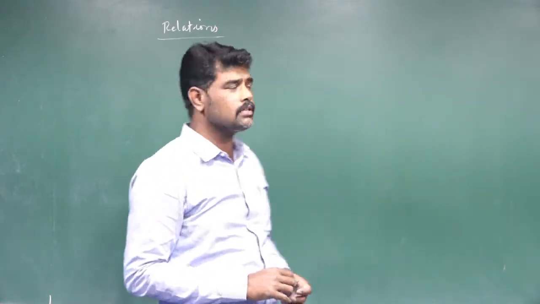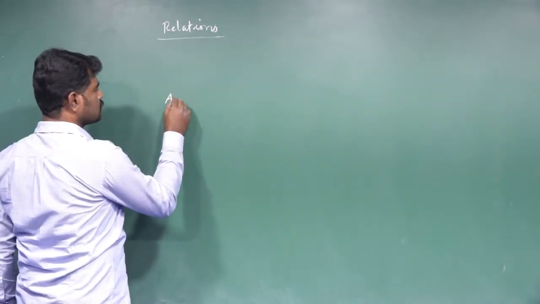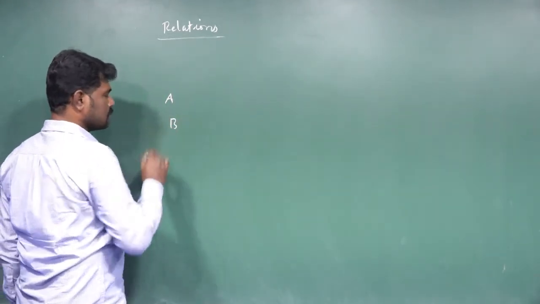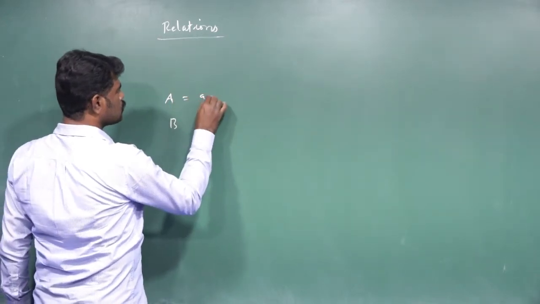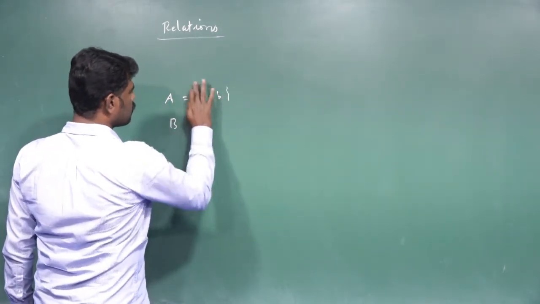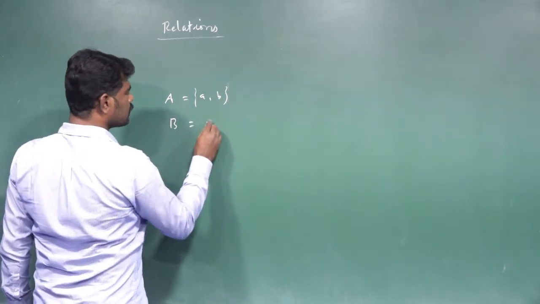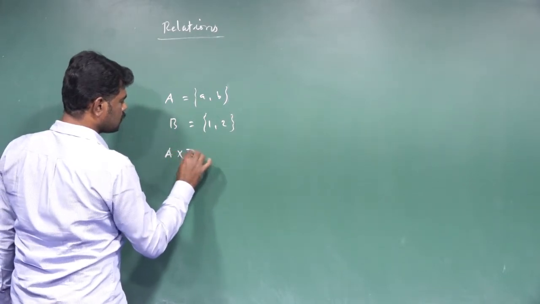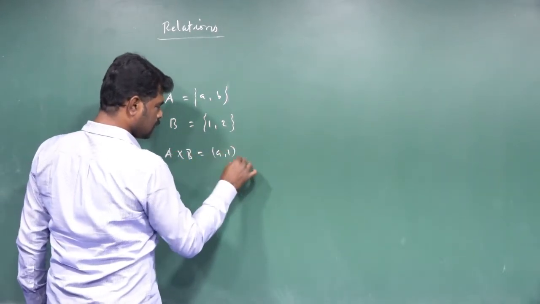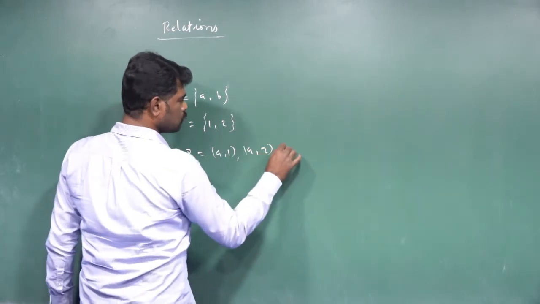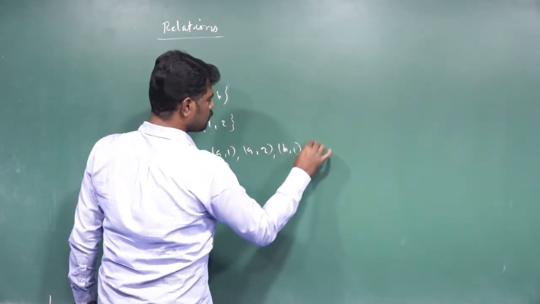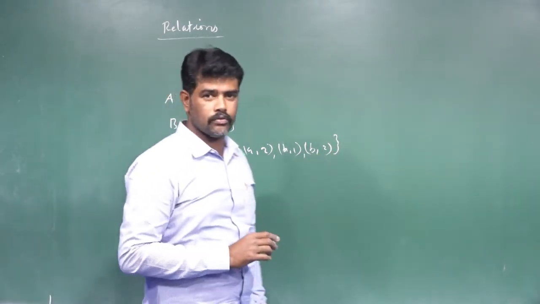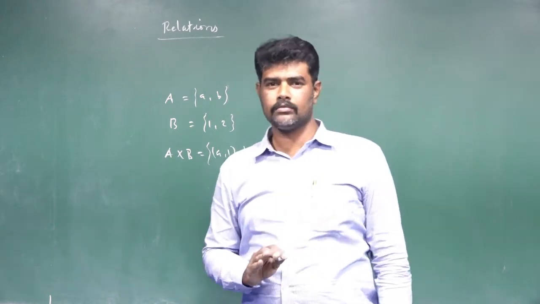Cartesian product means A is a non-empty set and B is another non-empty set. Suppose A contains two elements a, b, and B contains the elements 1, 2. Now the Cartesian product A cross B is nothing but (a,1), (a,2), (b,1), (b,2). This is called the Cartesian product of the sets A and B.